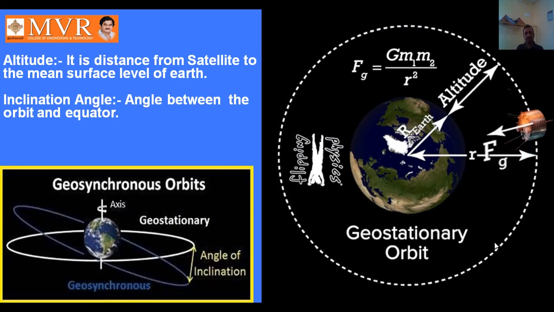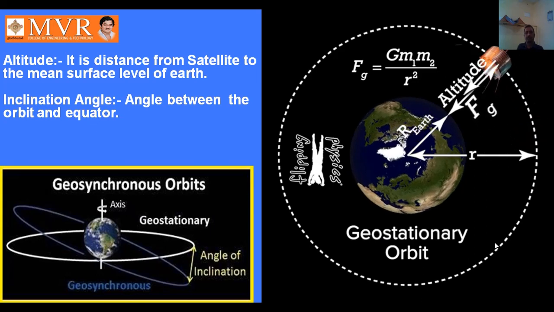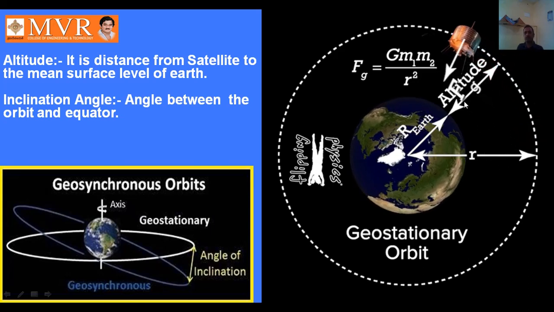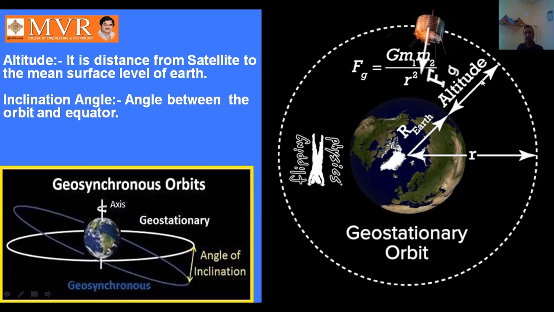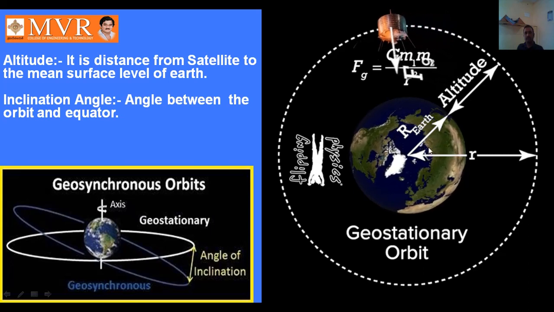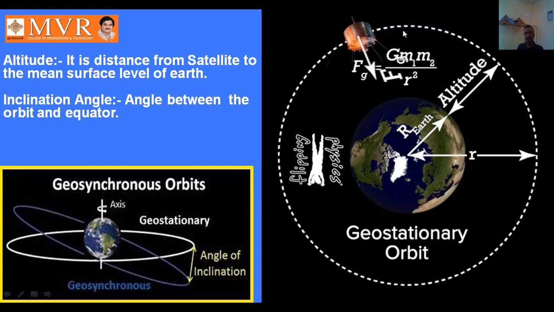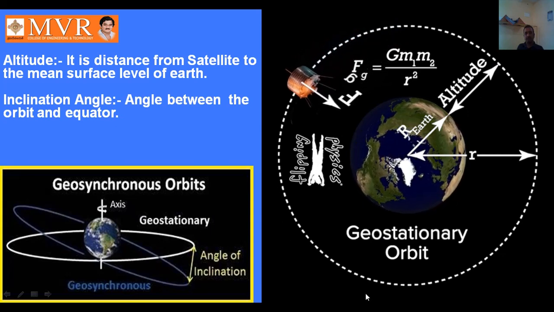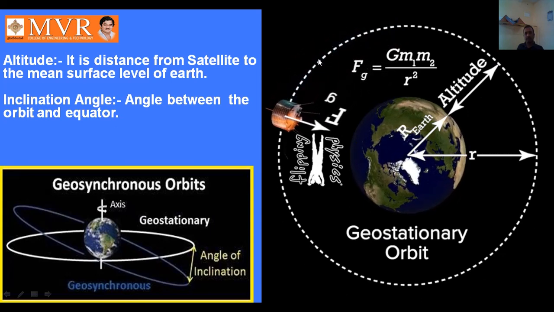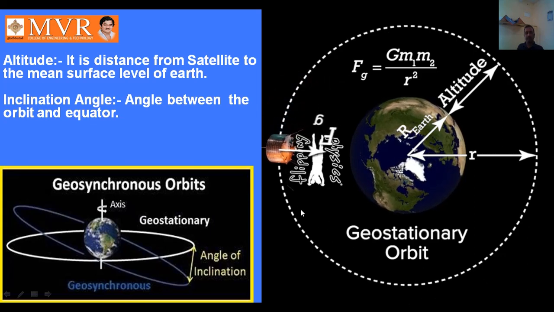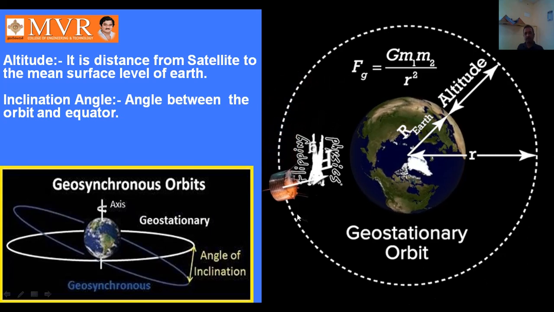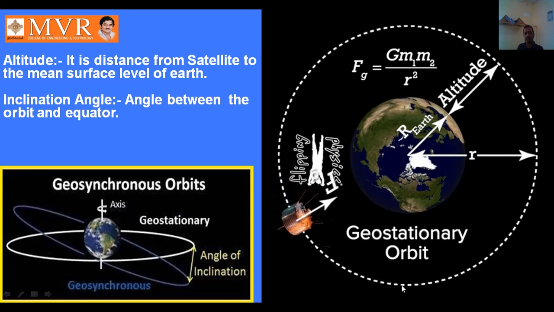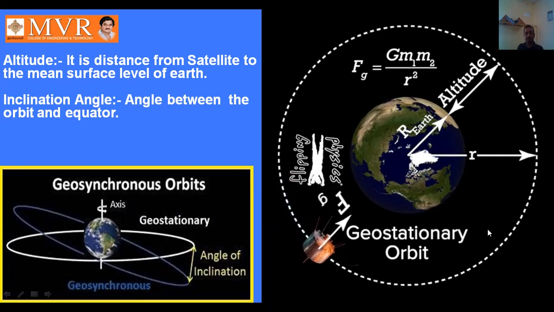So, what is altitude? If you observe here, this is the distance from the earth surface. This is the satellite passing through the orbit, rotating through the orbit. This is also called flight direction. This white line is also called the flight direction in remote sensing.